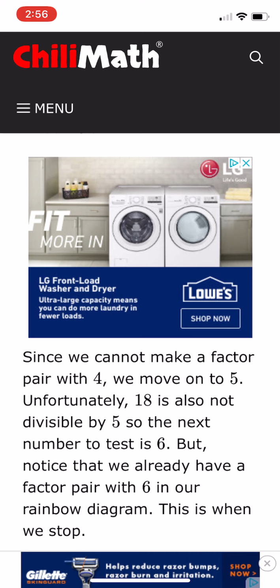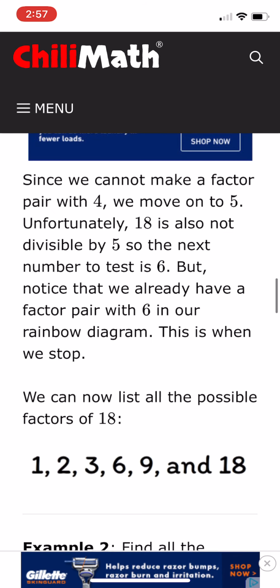Since we cannot make a factor pair with 4, we move on to 5. 18 is also not divisible by 5, so the next number to test is 6. But notice that you already have 6 in your rainbow. This is when we stop. We can now list all the possible factors of 18: 1, 2, 3, 6, 9, and 18.